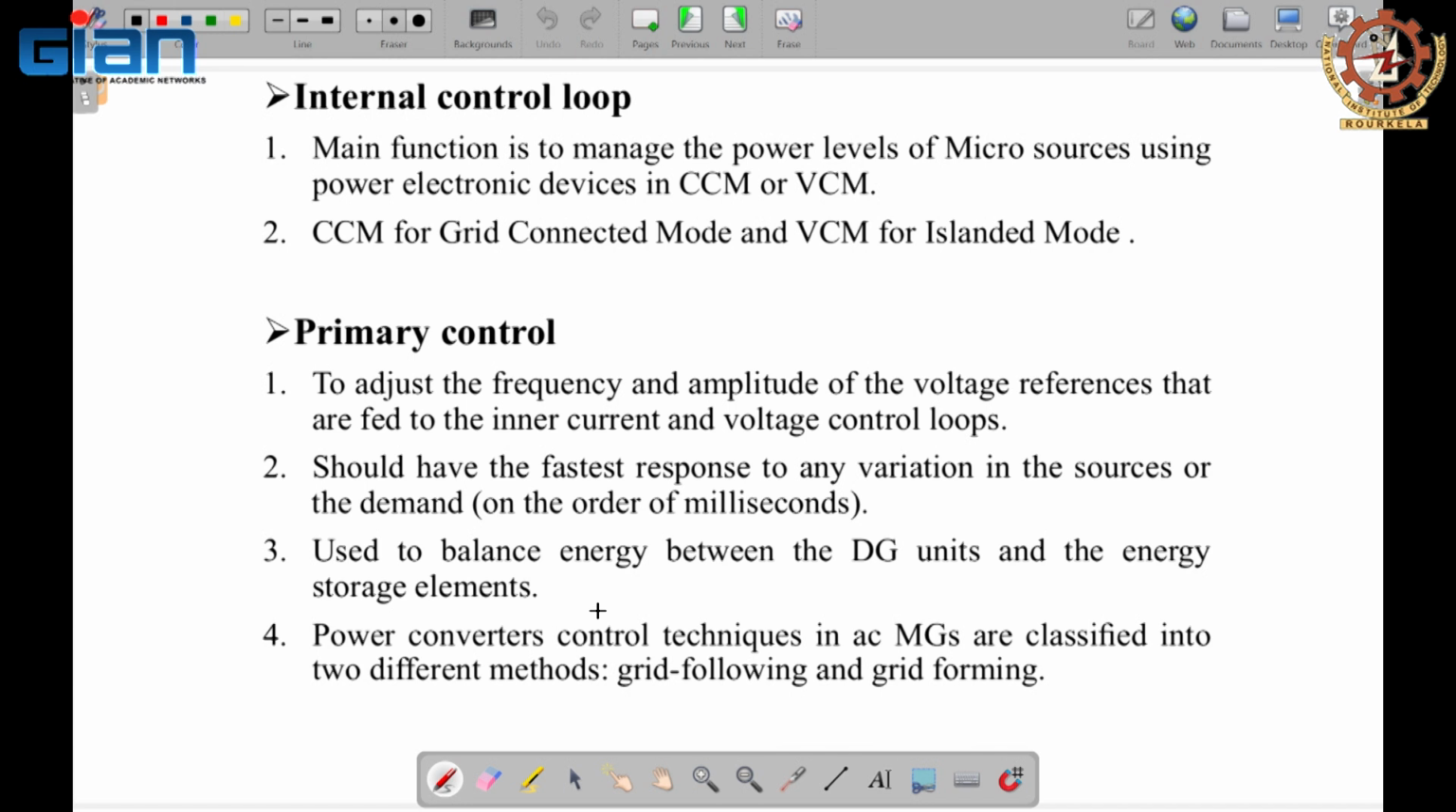In primary control, mainly in the power system, we want to maintain frequency and voltage within the limits. This is the most important aspect: voltage and frequency we have to maintain within the specified limits.